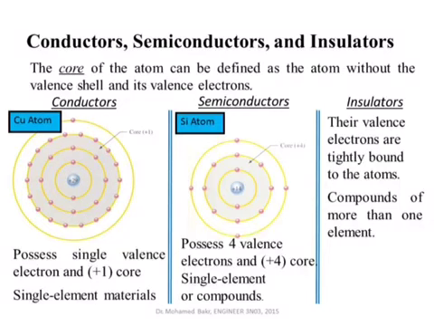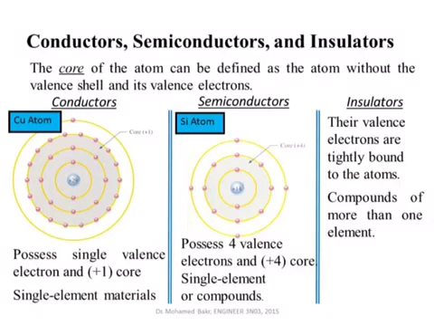Most conductors are single element materials, like copper, aluminum, iron, and so on. They usually have a large number of free electrons for conduction. These electrons in the outermost shell are not really tightly bound to the nucleus, and they can break free at room temperature, allowing large current to flow if an electric field is applied.